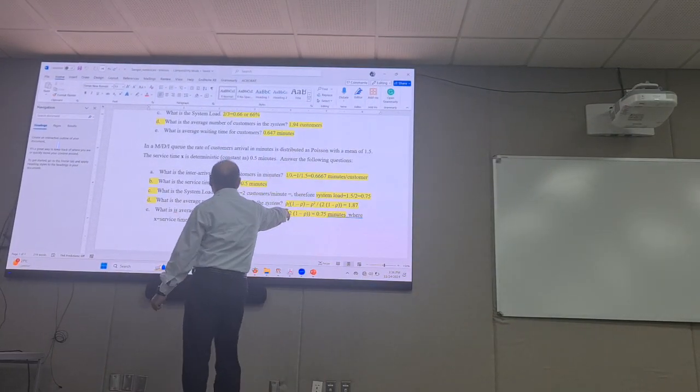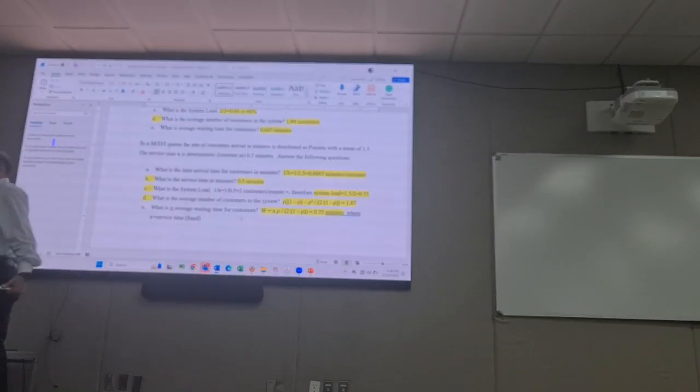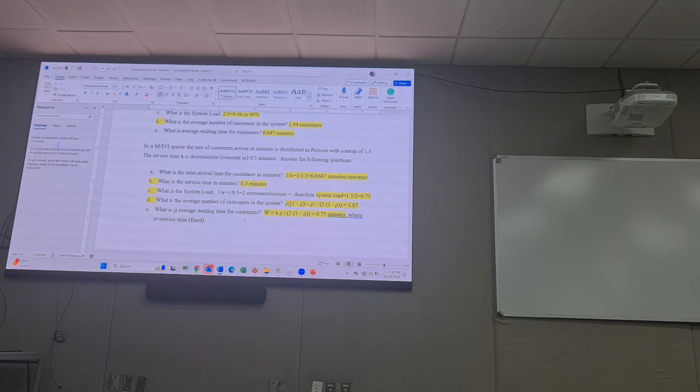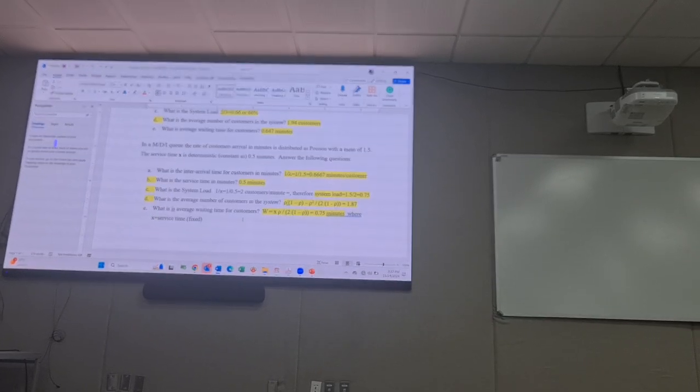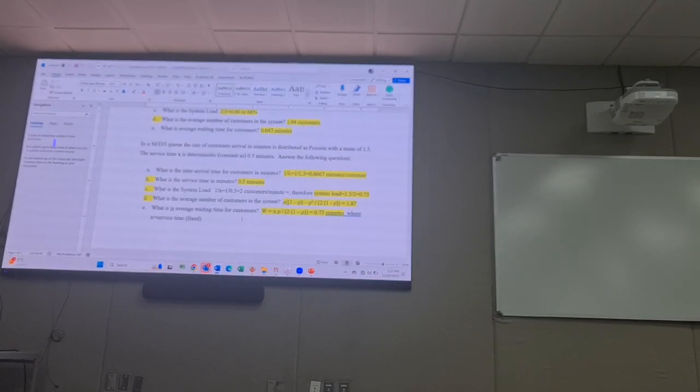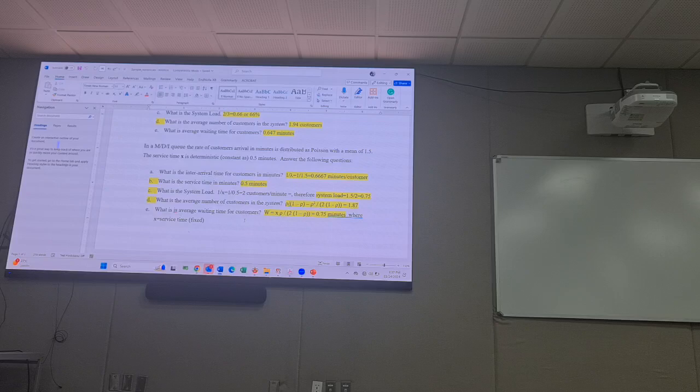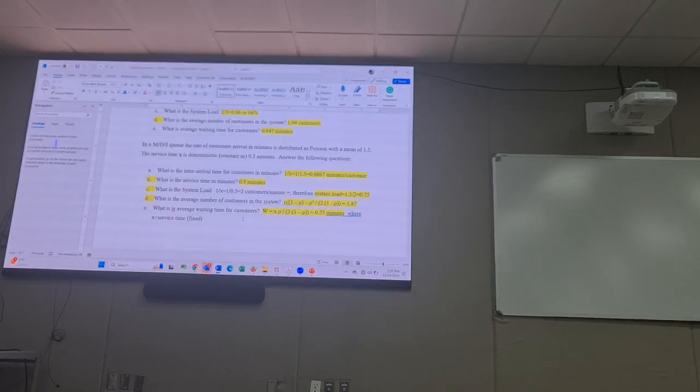And the rest are just the formula set. You just need to know this formula set. 1 over 0.5 to convert it to the rate. So 1 over 0.5 is how much? 2. So it's 2 customers per minute is their service rate, right?